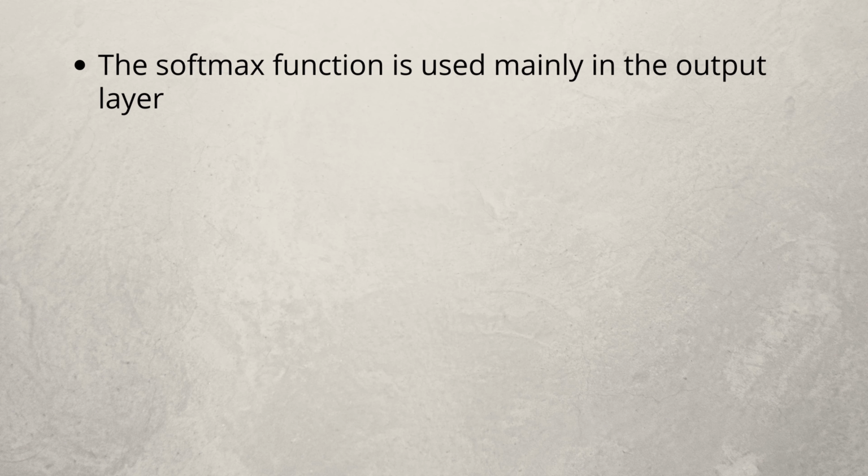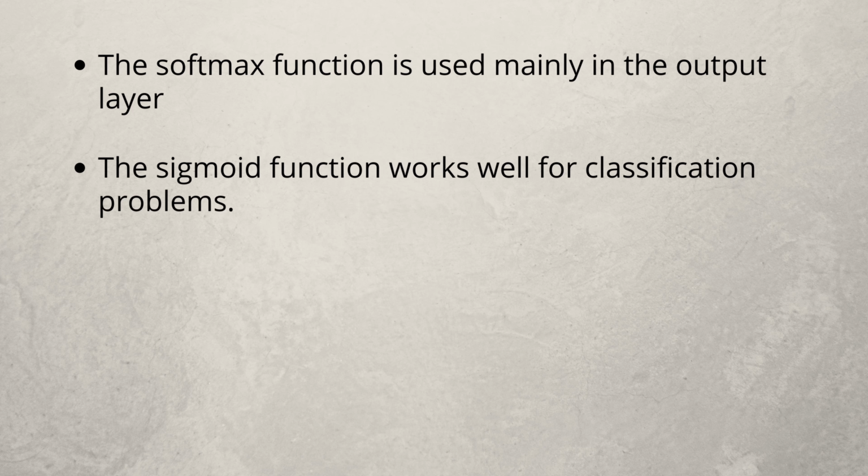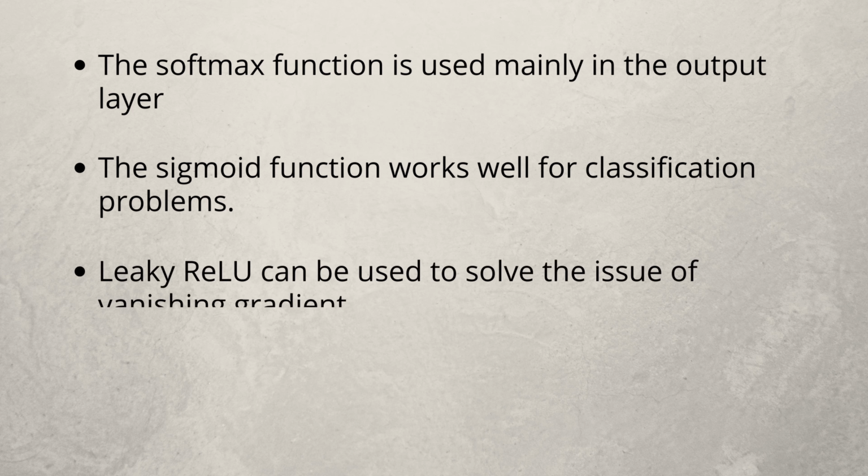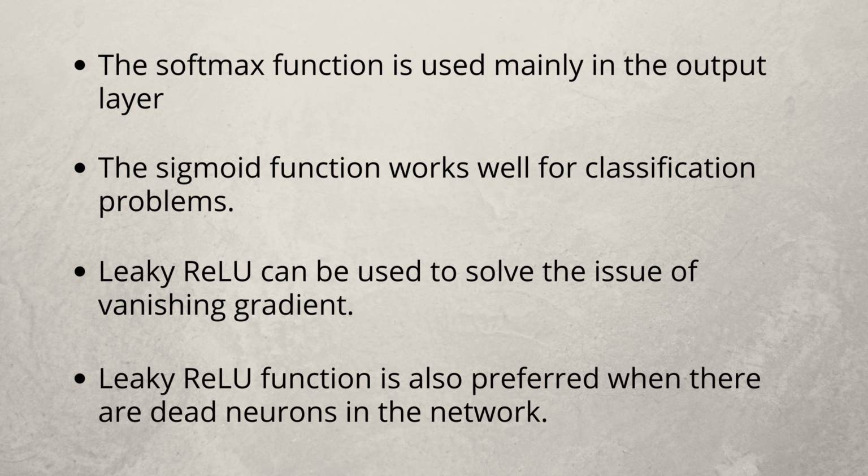The softmax function is used mainly in the output layer. The sigmoid function works well for classification problems. For deep learning models, it would be advisable to experiment with relu as they are computationally efficient. Leaky relu can be used to solve the issue of vanishing gradient. Leaky relu function is also preferred when there are dead neurons in the network.